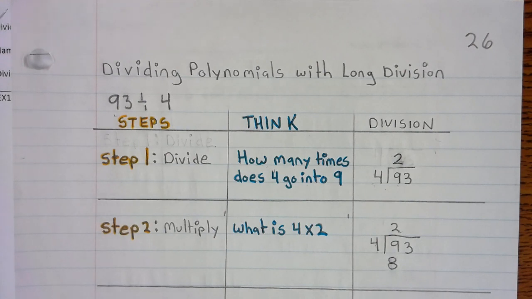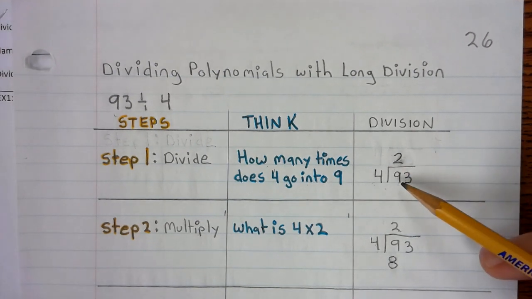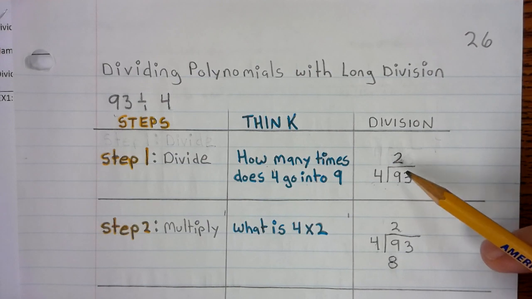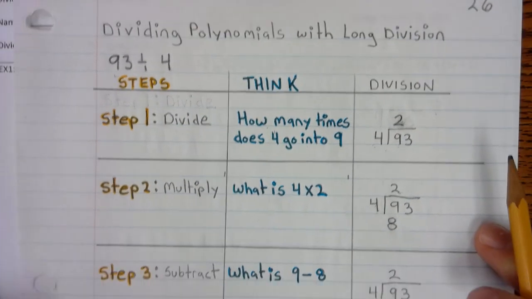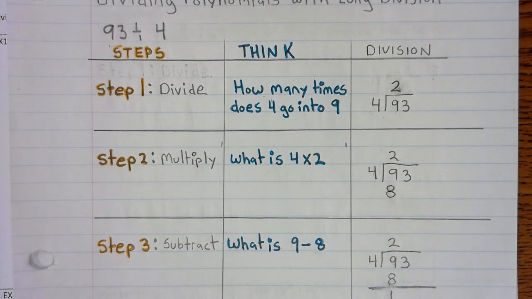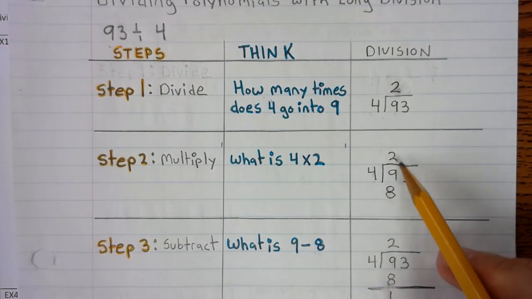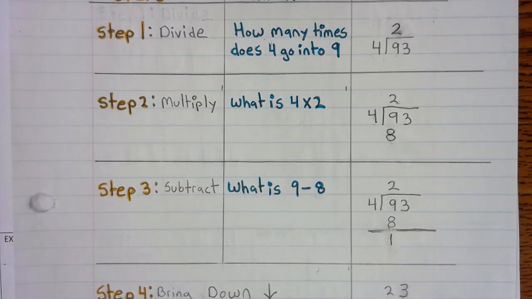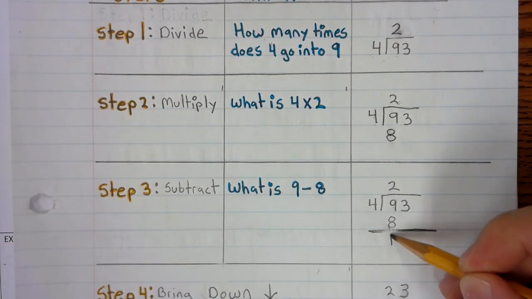So let's take a look at an example of just traditional long division. So let's take 93 divided by 4. So step 1, divide. You think, how many times does 4 go into 9? Well, we think 4 times 2 would give you 8. So I would say that 4 goes into 9 2 times. Okay. Step 2, we multiply. Well, what is 4 times 2? Well, 4 times 2 is 8. Okay. Step 3, subtract. Well, what is 9 minus 8? Well, 9 minus 8 is 1.